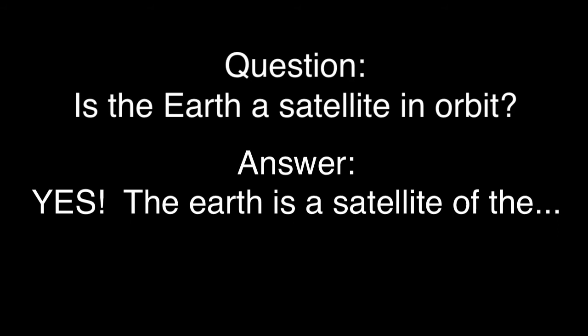The answer is yes. The Earth is a satellite of what? Of the sun. The Earth is orbiting around the sun. So yes, you can use this for the Earth-Sun system, but you couldn't use this for the Earth and some rocket that wasn't orbiting, that just took off from the Earth and is going straight away from the Earth. That would not work. But the Earth-Sun system, you could use these equations that we're about to derive.